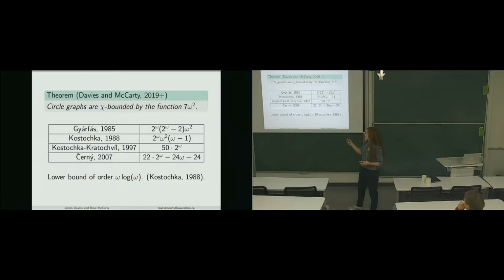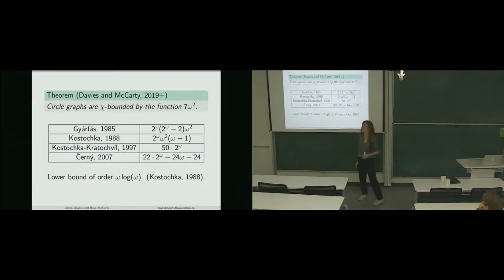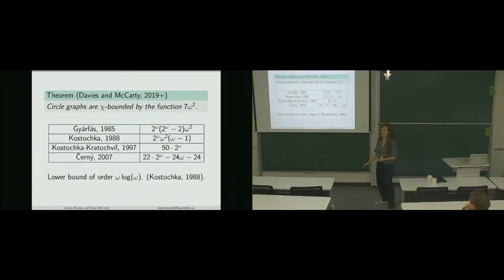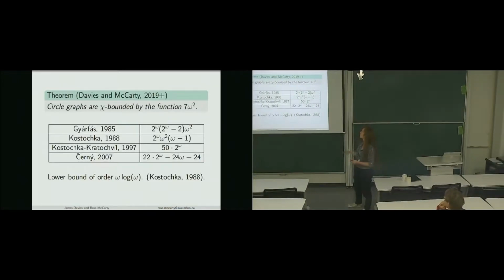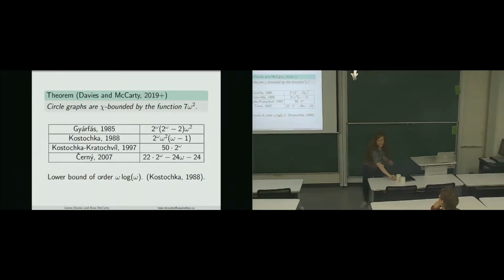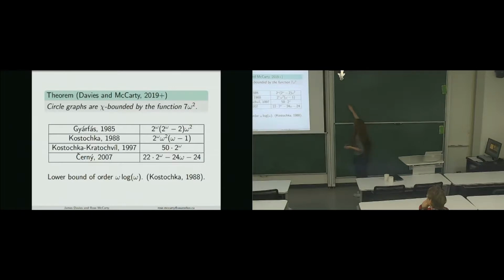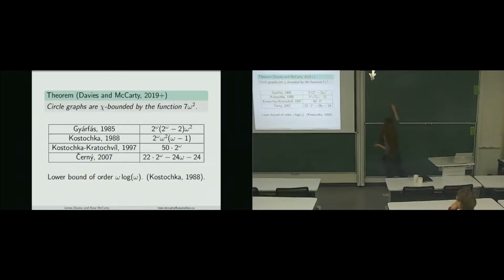We originally wanted to disprove the conjecture of Esperet, but instead we proved that circle graphs are polynomially chi-bounded. We found a chi-bounding function of 7 omega squared. And in fact, the real function is omega squared times 1 plus little o of 1.